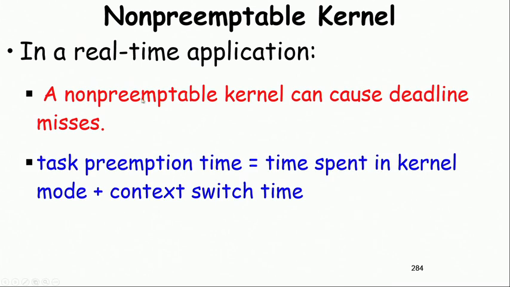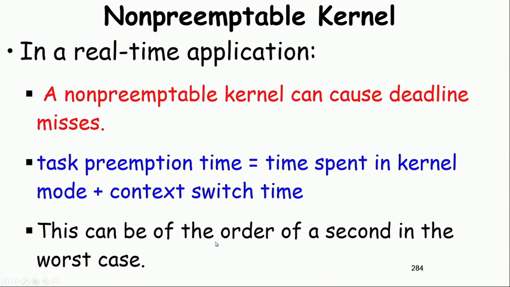But if the kernel is non-preemptable, then it can cause deadline misses, because the task preemption time becomes the time spent in the kernel mode plus the context switch time, and the time spent in kernel mode can be of the order of a second in the worst case, because typically the context switch time is set as 1 second, and the kernel routine can run up to a second. If a high priority task is prevented from running for 1 second, then definitely it will miss its deadline, because typical deadlines are of hundreds of microseconds.